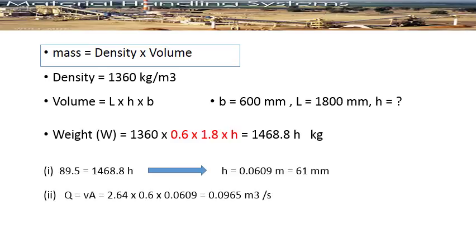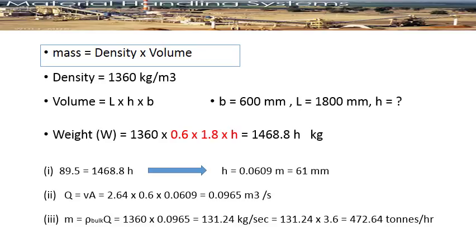Second, to find the Q value, which is how much volume flow rate we are going to move each second over the belt. We know the velocity, which is the average velocity we calculated, 2.64. And A is the cross section of the material moving over the belt, which is equal to the width multiplied by the height. So the width is 0.6 meters multiplied by 0.06909 meters, and we're going to find that the Q value is going to be equal to 0.0965 cubic meter per second.